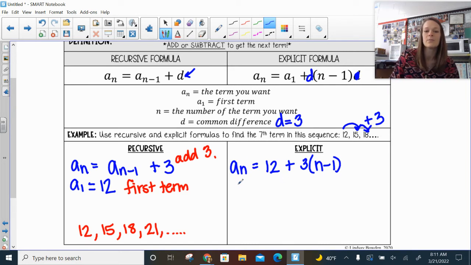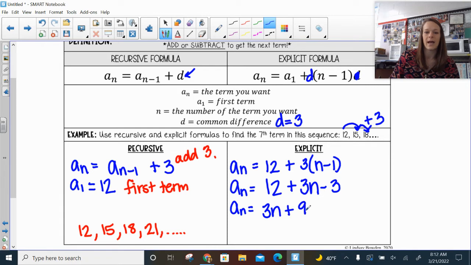Okay, so I'm going to simplify it now. I'm going to distribute the 3 and get 3n minus 3: 3 times n and 3 times negative 1. And then combine like terms. So 3n will stay 3n, but then I have 12 minus 3, which will give me 9. And that's my simplified version.